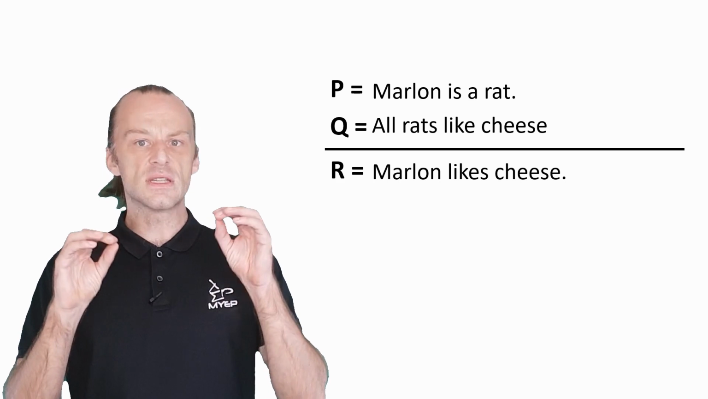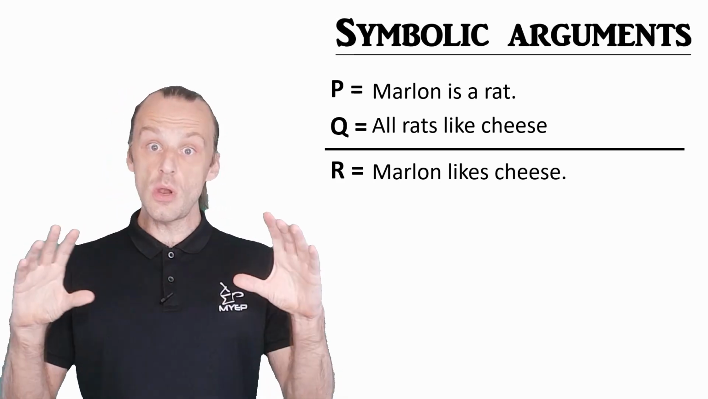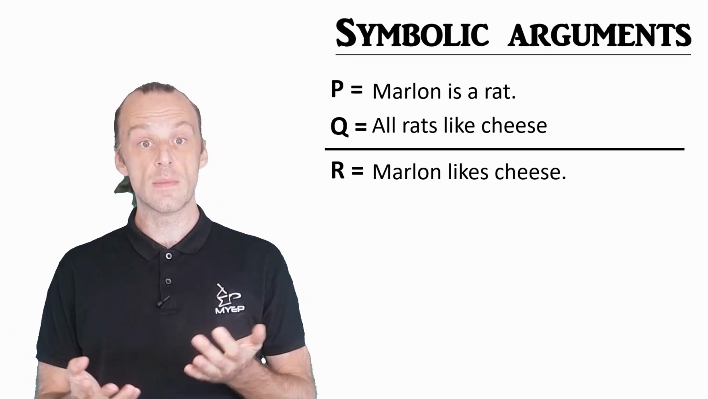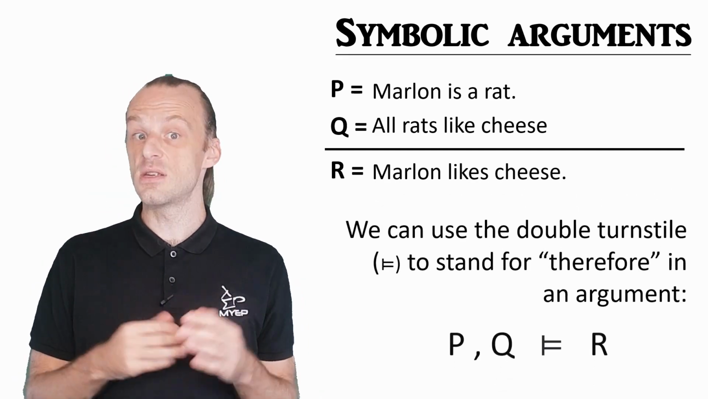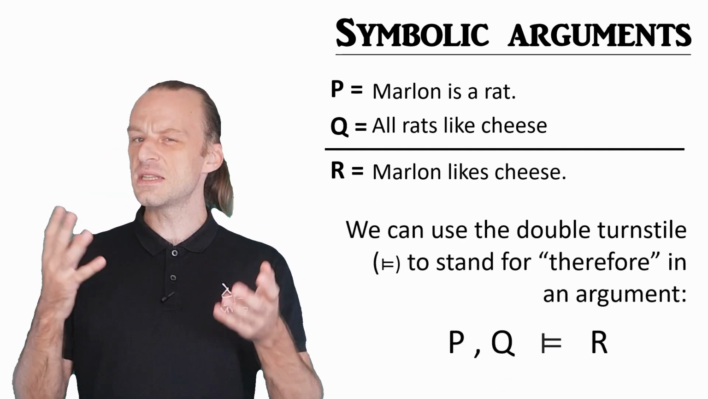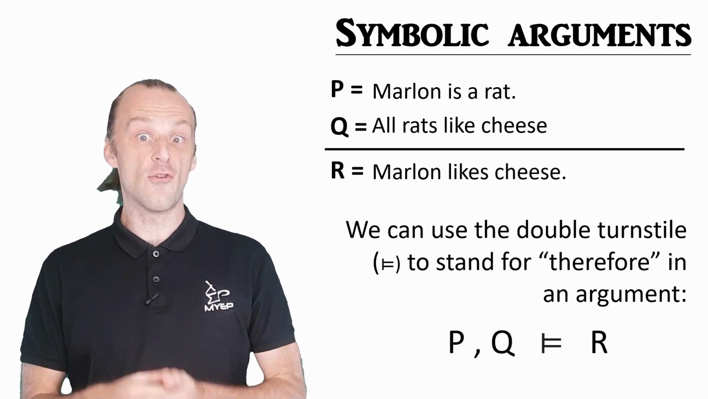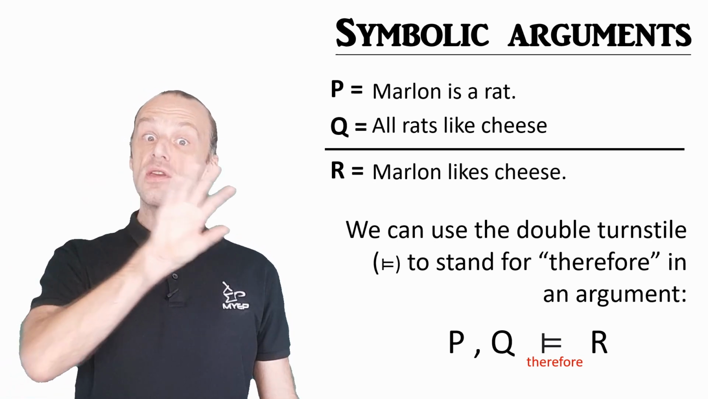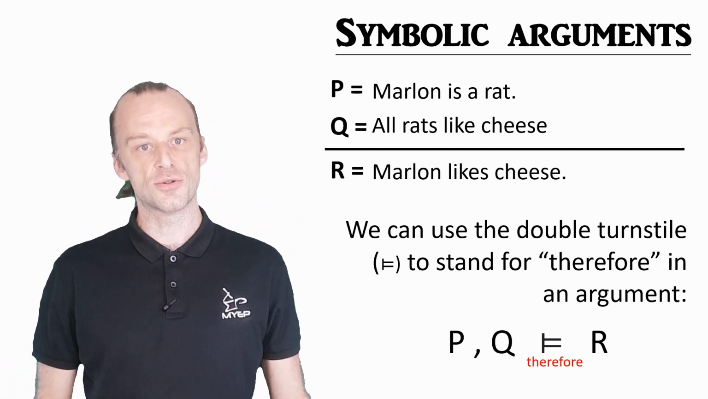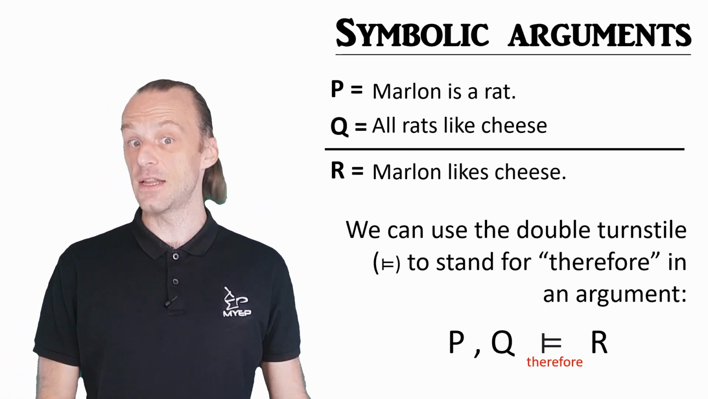We give our statements letters so we can write the whole argument down in symbols. One common symbol to show the conclusion is the double turnstile. You can think of this as standing for the word therefore. Everything on the left is true, therefore everything on the right should also be true. This is called entailment.